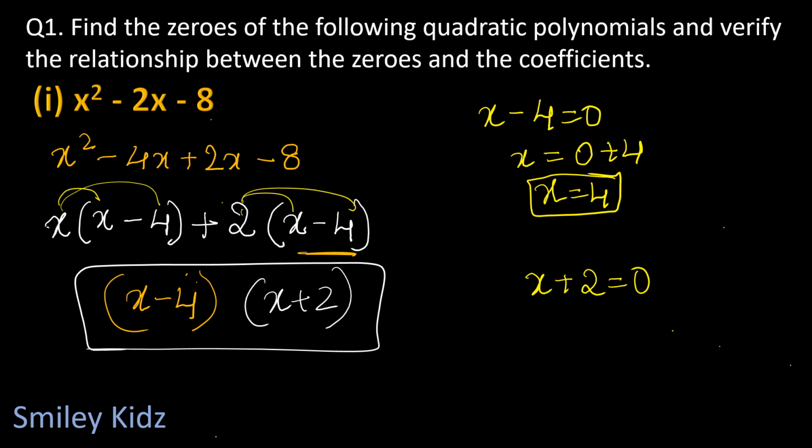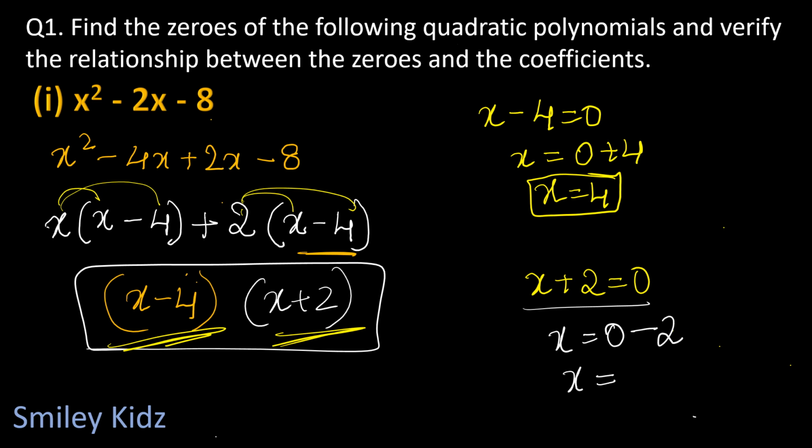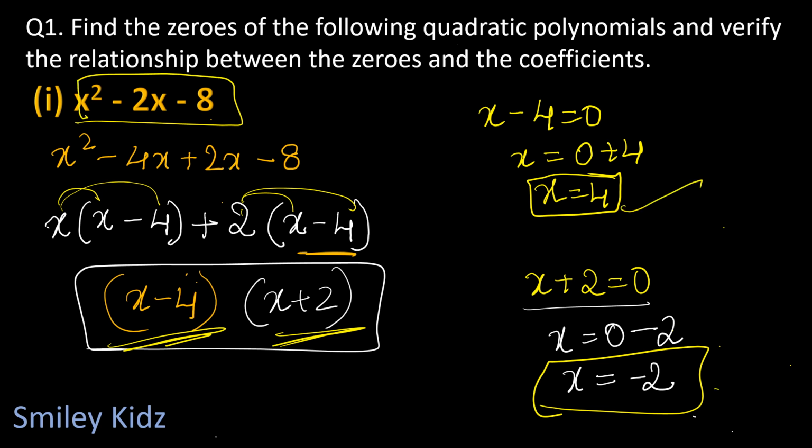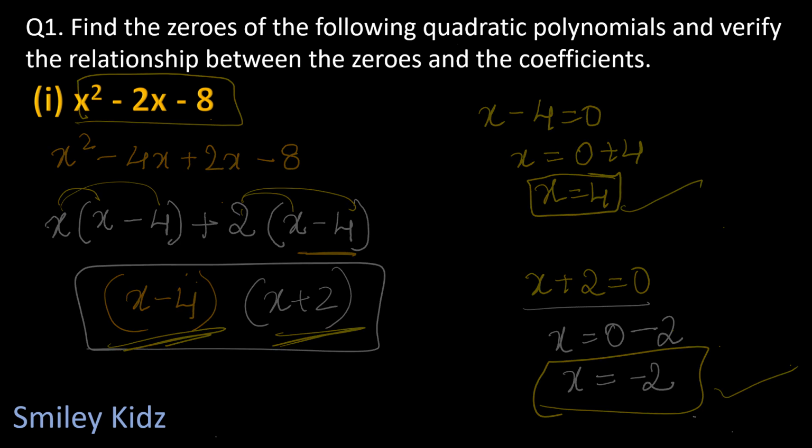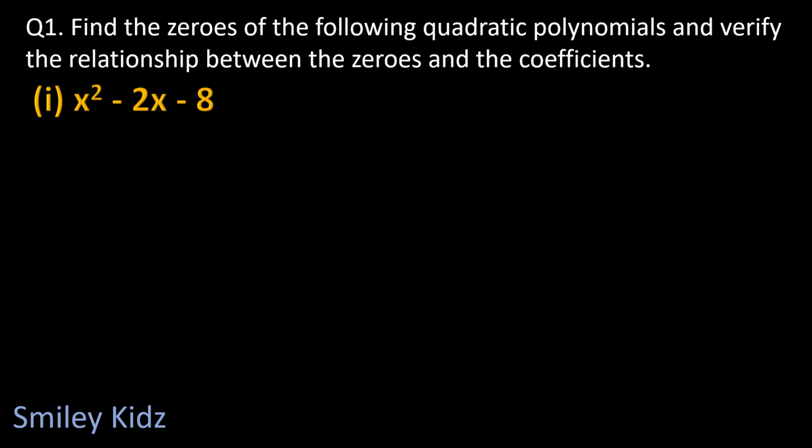That means whatever we got, x minus 4 and x plus 2, we are going to equate it to 0. Now x plus 2 is equal to 0, x is equal to 0 minus 2, isn't it? Now 0 minus 2 is going to give us minus 2. Now the other zero we got is minus 2. So the zeros of this particular quadratic polynomial are 4 and minus 2. So what are the zeros of x squared minus 2x minus 8? 4 and minus 2 are the zeros of this particular quadratic polynomial.